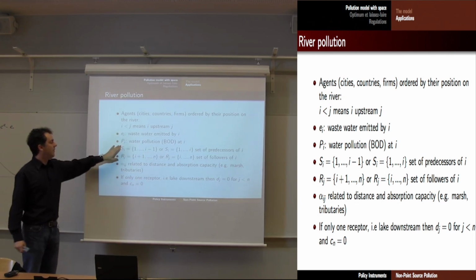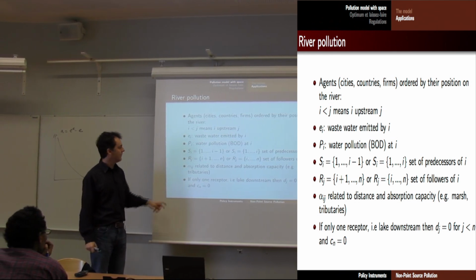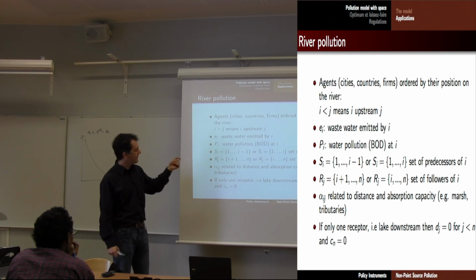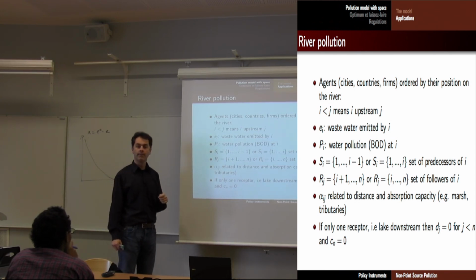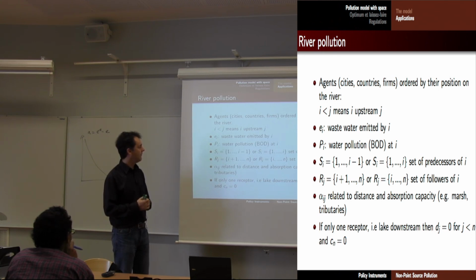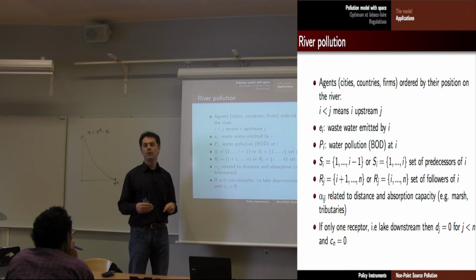So that's about those sets, but then you also have to compute the transfer coefficient, and it's related to the position, to those sets, but also potentially to the distance among agents, and also to other biological, physical or hydrological issues, like the flow of water entering the river, absorption capacity. If there is some marsh or some tributaries along the river, then the transfer coefficient will be lower.